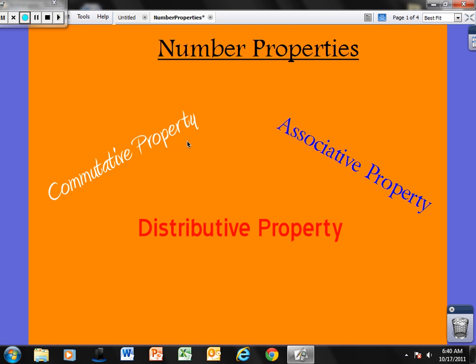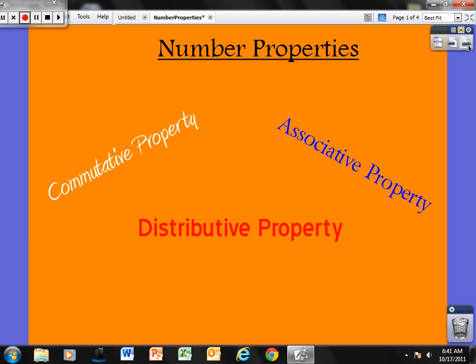First one is the commutative property. When I think of commutative, I think of the word commute. Commute means to travel back and forth to some place. Associative property, I think of the word associate. When you associate people, you talk with them, can you communicate with them in an effective manner? And then my final property is the distributive property. The distributive property, I think of the word distribute, which means to share amongst others.